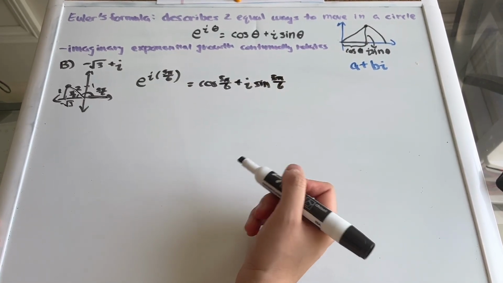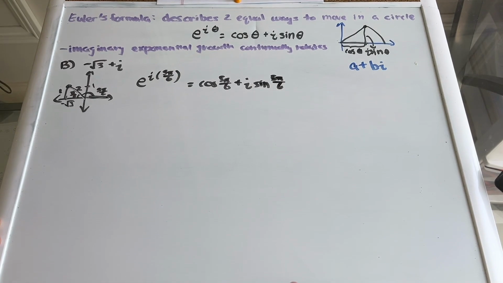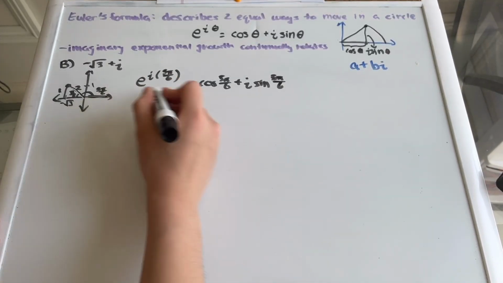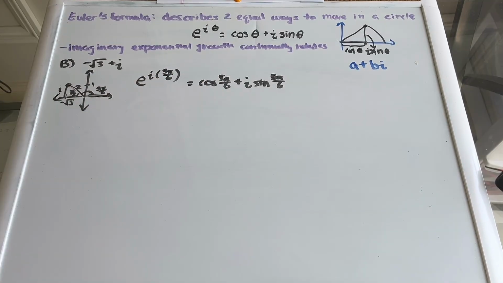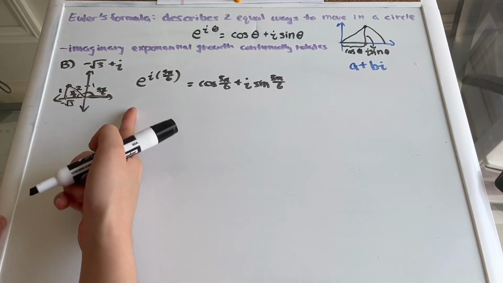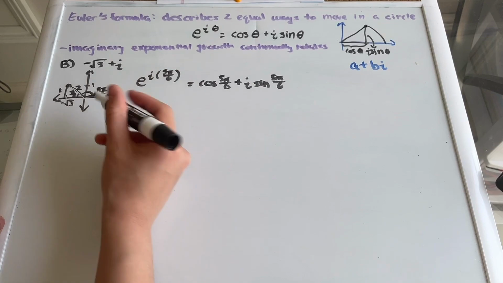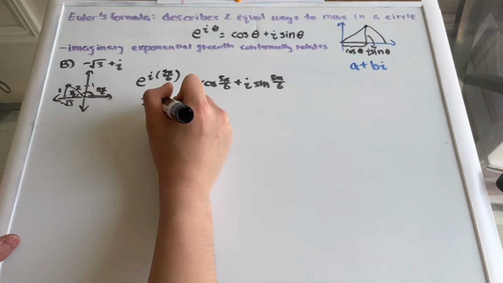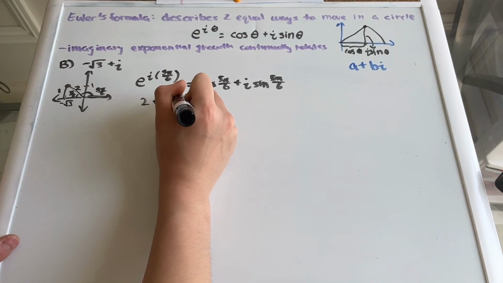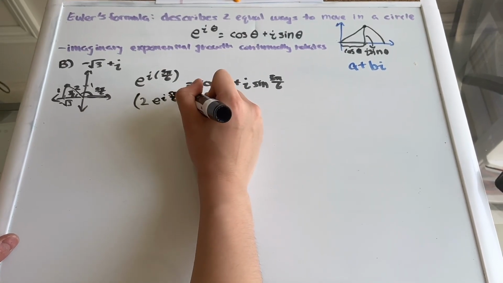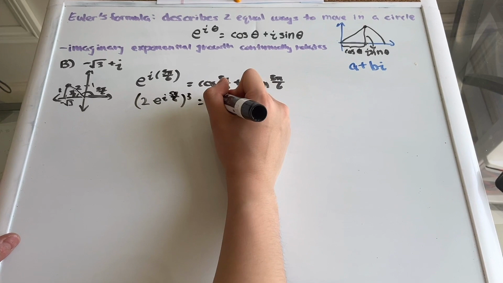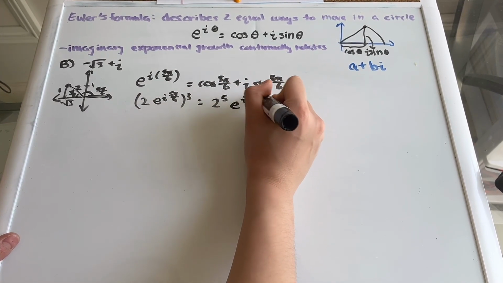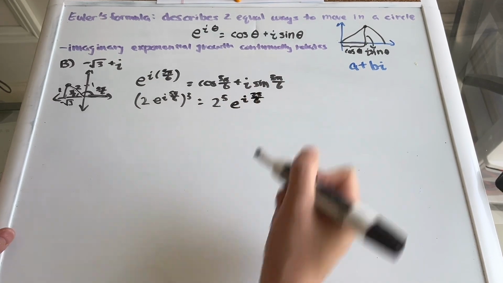Now, since we are raising this to the fifth power, because it is asking which z to the fifth power has the greatest real part, when we raise this to the fifth power, we first have to multiply this whole thing by the radius, which is 2, because right now it is just in the unit circle where the radius is 1. So 2 times e to the i of 5 pi over 6, raised to the fifth power. And this is going to equal 2 to the fifth power times e to the i times 25 pi over 6.